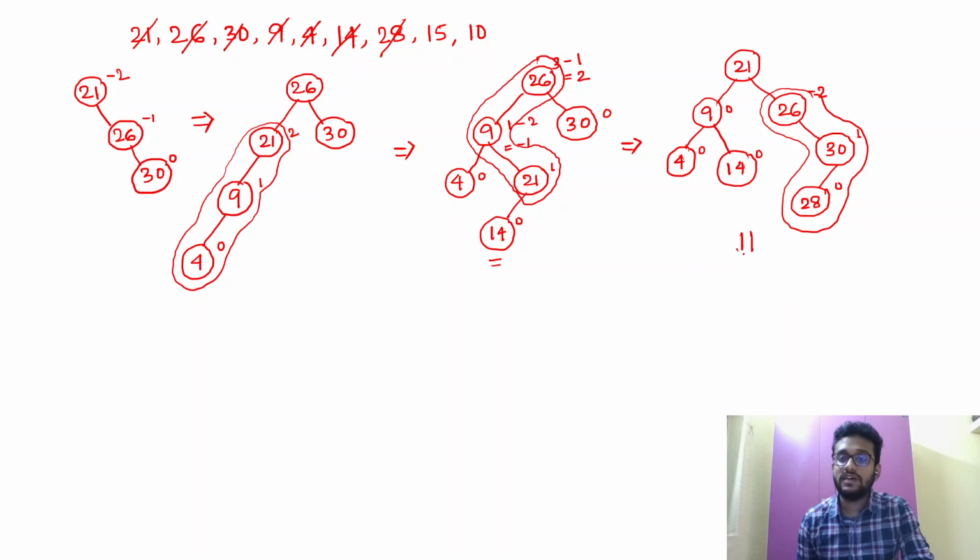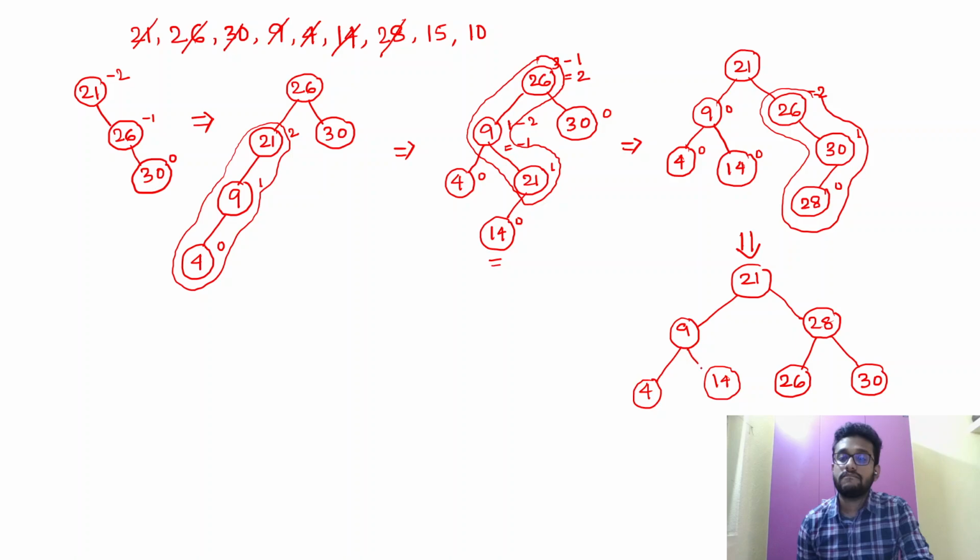How can you make it balanced? It's very simple. 21 is the root. Right-hand side will be 28, 26 will come to the left, 30 will come to the right. Very simple. And 9 will come to the left-hand of 21, 14, and the 4. Now all are 0.